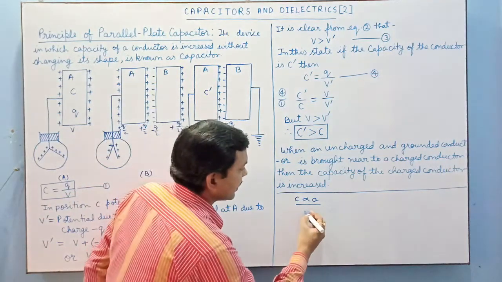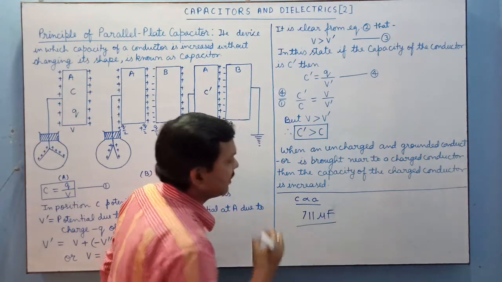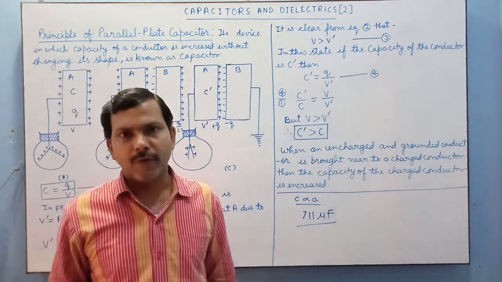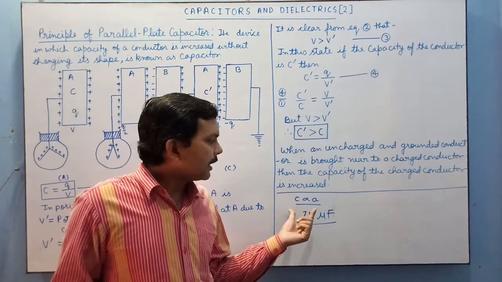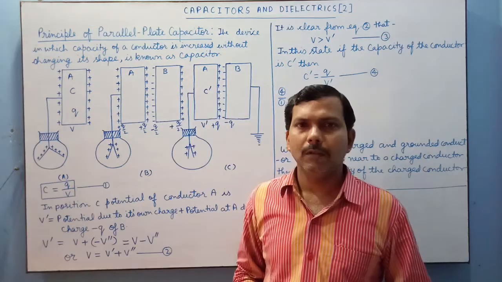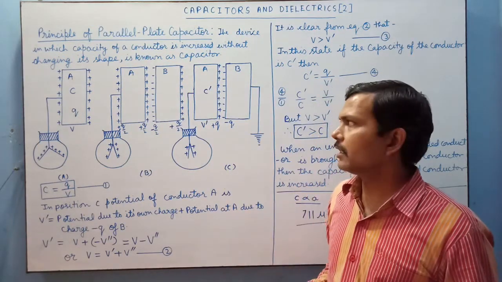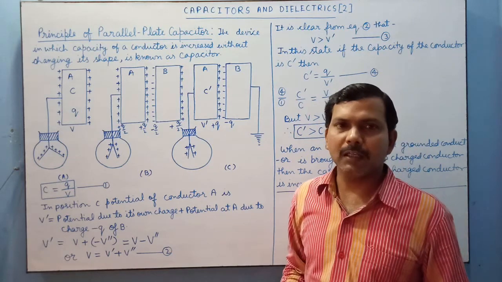Then its capacitance is only 711 microfarad. So the capacitance of a conductor is not increased much by increasing its size. We think of some other method of increasing the capacitance of a conductor.